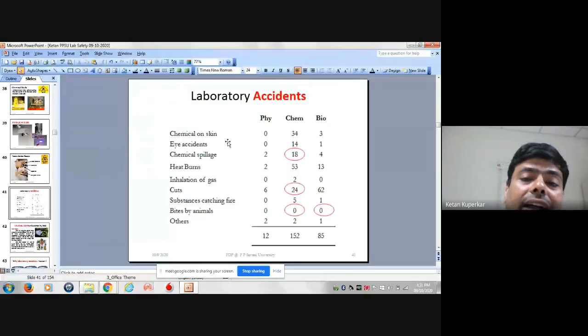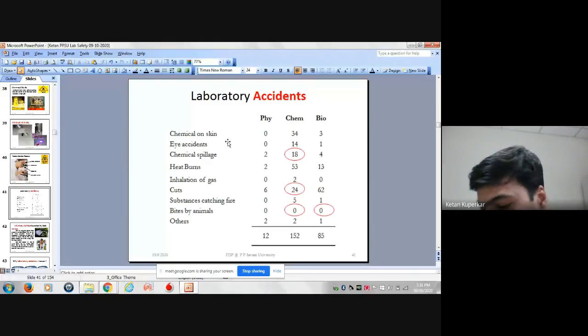So this is the chart. Comparing the physical, biological and chemical hazards, and the practicals related to physics, chemistry and biology, the number of accidents is highest in chemistry. So you can try to understand how critical it is to know the perfect way of laboratory safety measures.